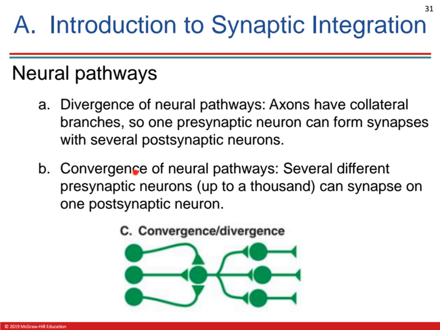You can also have convergence. So you can have several presynaptic neurons, up to 1,000. They can synapse on one postsynaptic neuron. So for example, here we have 3 presynaptic neurons that all converge on one postsynaptic neuron. So that would be an example of convergence.